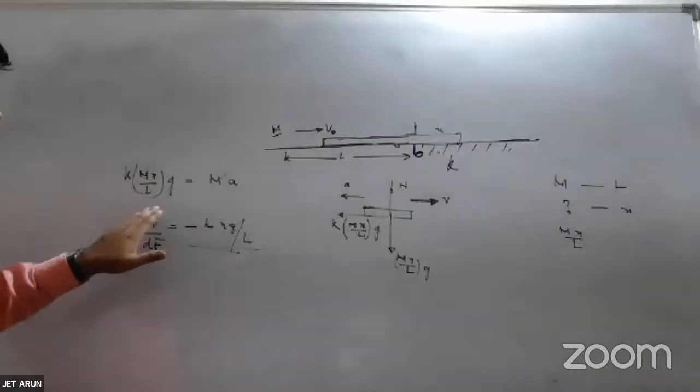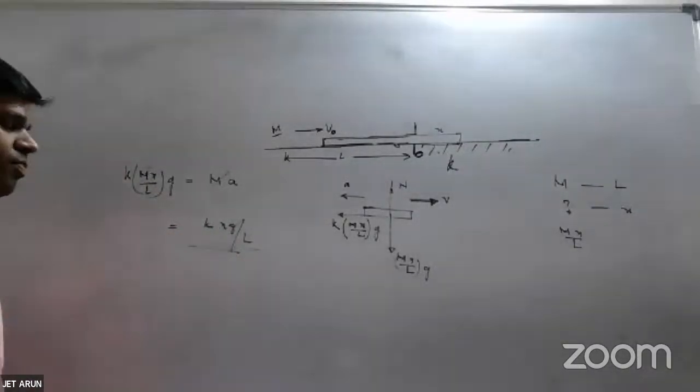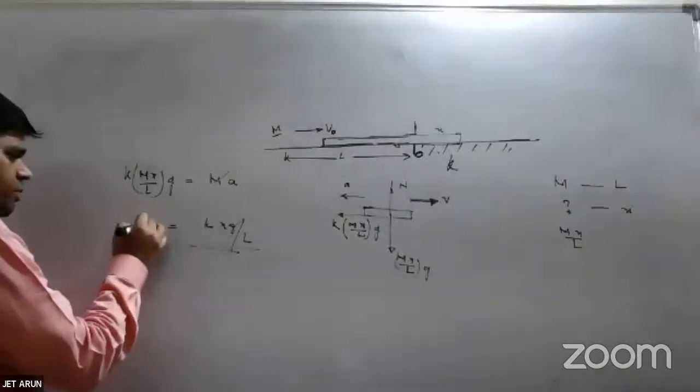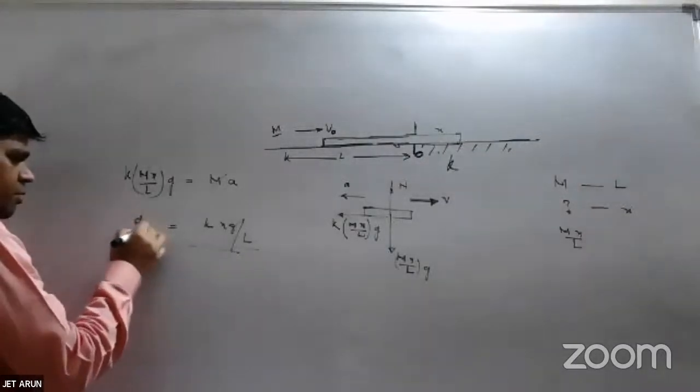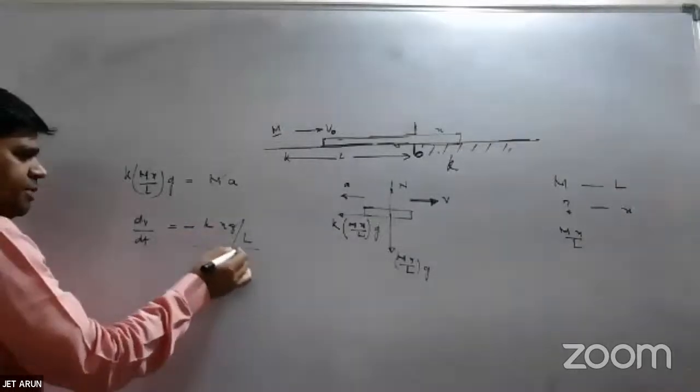Mass gets cancelled out. I'll get a is equal to mu x g by L. But a I can write as dv by dt. Yes, sir. It is retardation, so dv by dt is equal to minus mu x g by L.